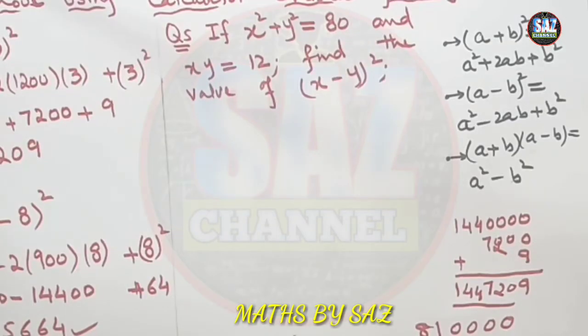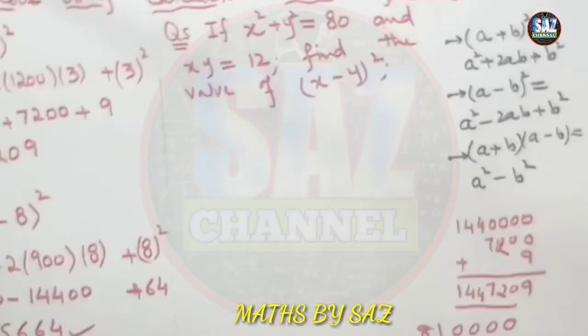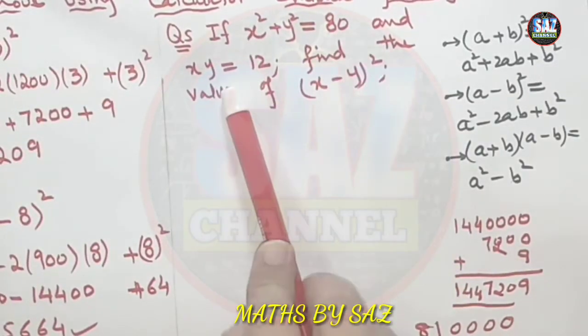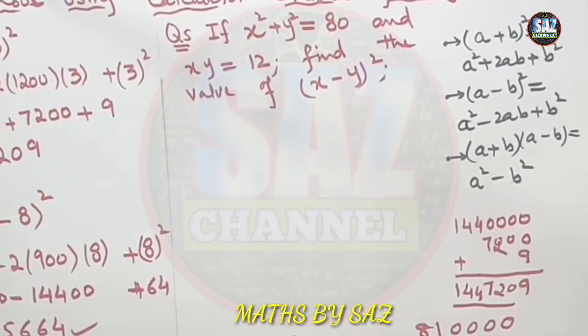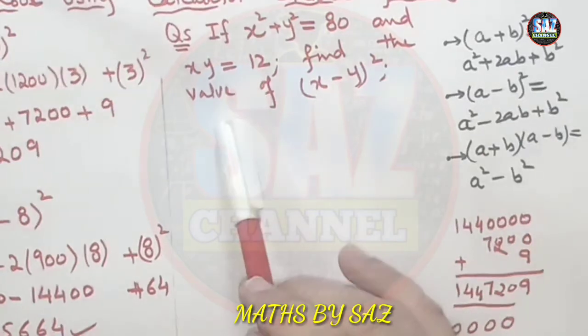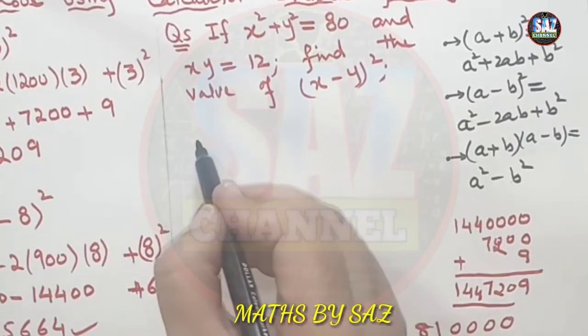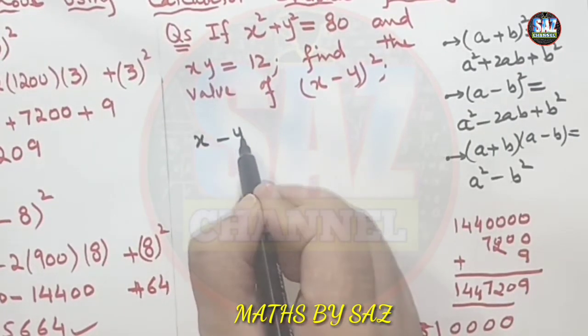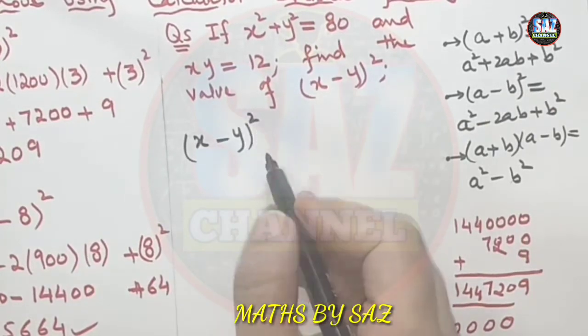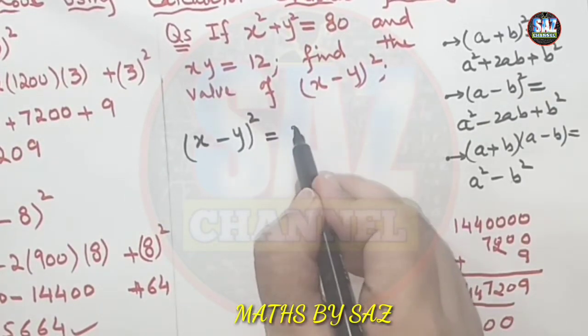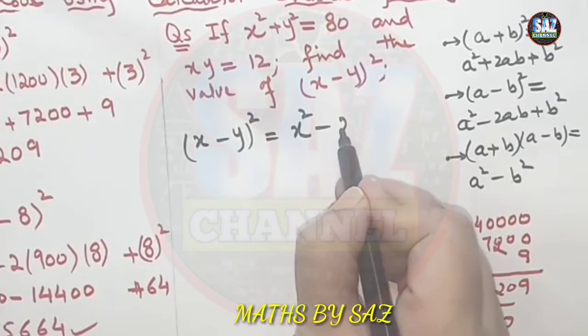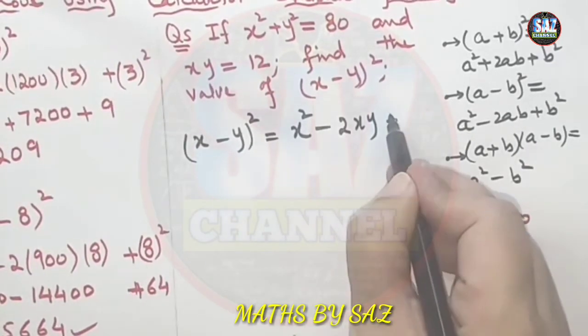The next question is that if x square plus y square equals 80 and xy equals 12, then we have to find the value of (x minus y) whole square. What we have to do is first write the formula: (x minus y) whole square equals x square minus 2xy plus y square.